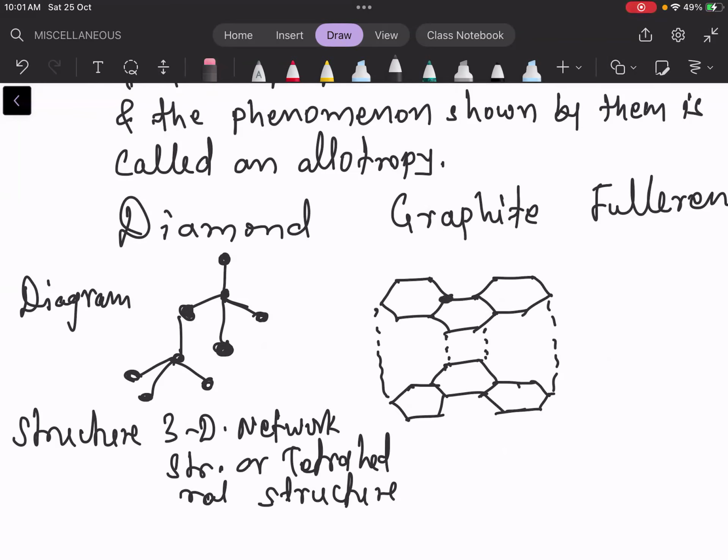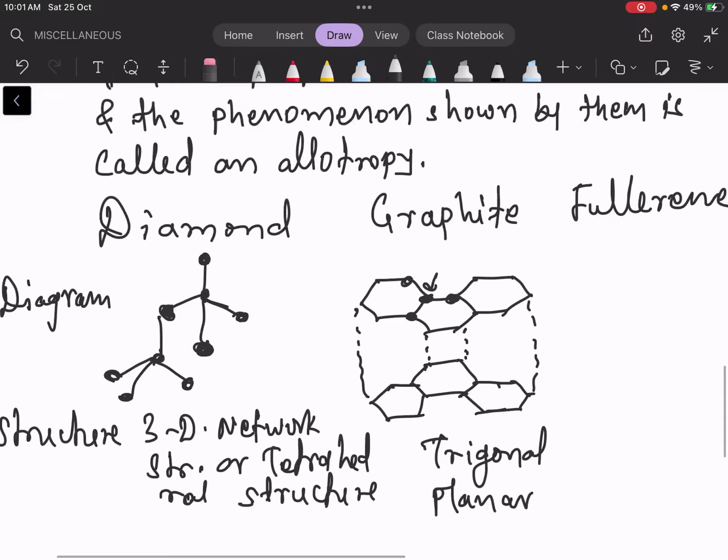In this case, every carbon is attached to three other carbons. For example, this central carbon is attached to three other carbons. The terminal carbon is also attached to the next three carbons since the structure is three-dimensional. So graphite has a trigonal planar structure.